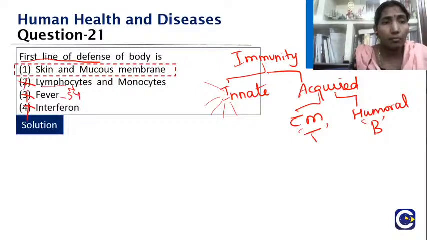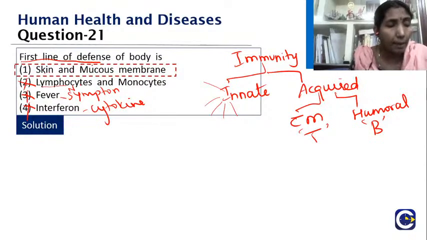Skin. Fever is a symptom. Interferon is a cytokine. But what is the main thing? It is the skin and the mucous membrane. They are the barrier. Yes, Nikit Kumar, you are right. So that should be your answer.